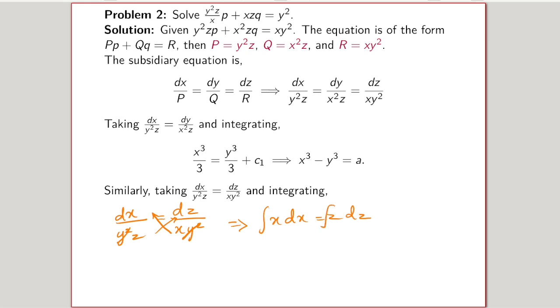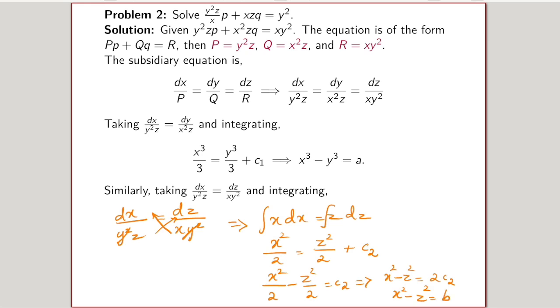Now integrating on both sides, I can write this one as x square by 2 equal to z square by 2 plus some integrating constant c2. Already I have taken that integrating constant c1 for the previous derivation. So now it can be written as x square by 2 minus z square by 2 equal to c2. So this can be written as x square minus z square equal to 2c2. So it is nothing but x square minus z square equal to b. So this x square minus z square will be the next solution b.